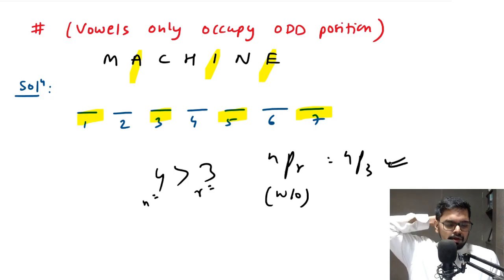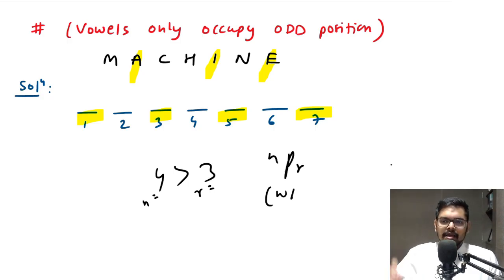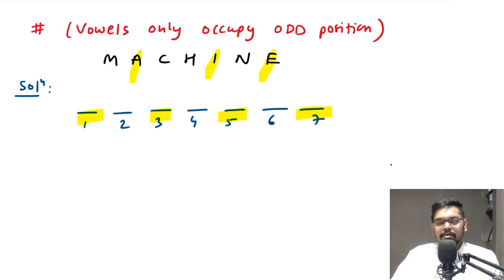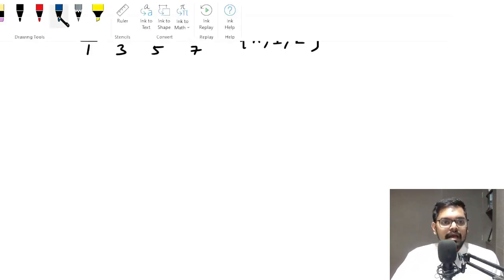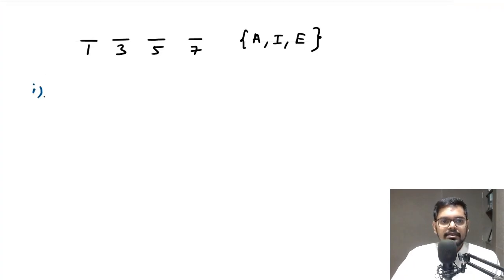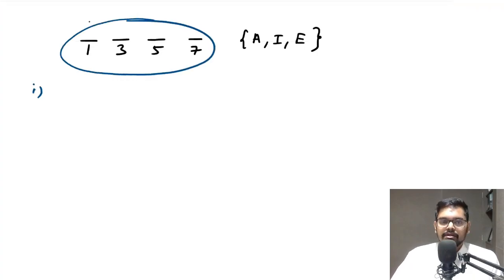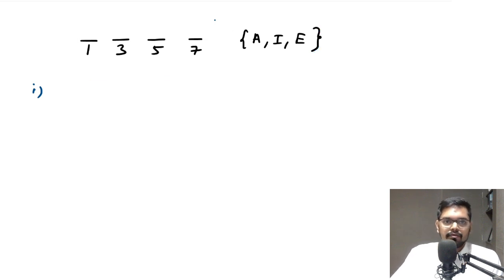But for those students who are unable to understand this, if you need visualization of how this arrangement can be made, for them I will make cases so that you get the clarity. Case number 1. See, we have 1, 3, 5, 7, these odd positions, and we have 3 vowels. So how to arrange these 3 vowels in these places? Obviously, 1 seat would be vacant.